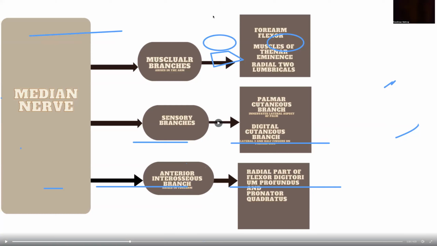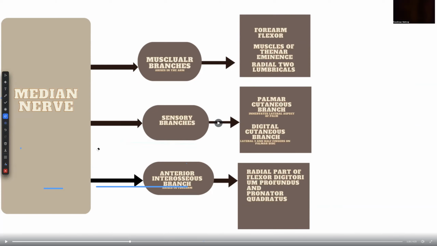Now coming to, just give me a second to get these out of the way so it's easier for you to understand what I'm saying. I'm just using it as a whiteboard. Now I will be talking about the branches of the median nerve. There are muscular branches. Here, you see, these are the muscular branches.